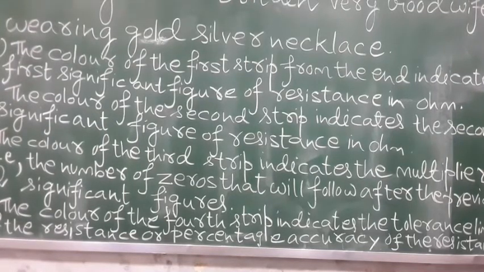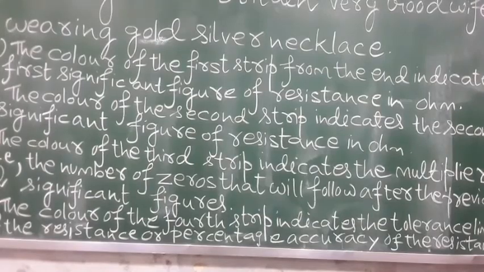The color of the third strip indicates the multiplier, that is the number of zeros that will follow after the previous two significant figures. The color of the fourth strip indicates the tolerance limit of the resistance or percentage accuracy of the resistance. Please copy down these points.